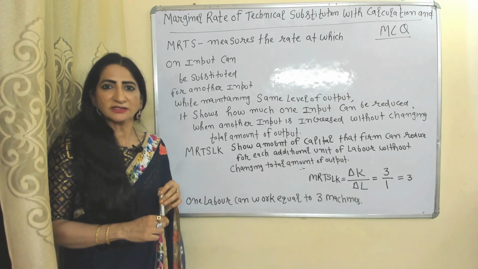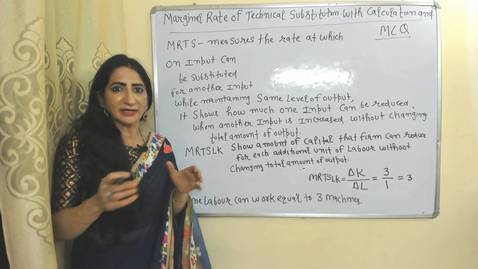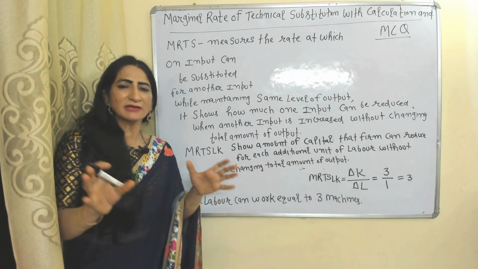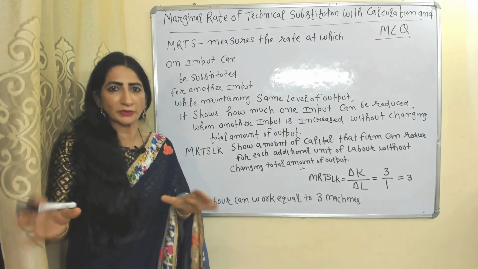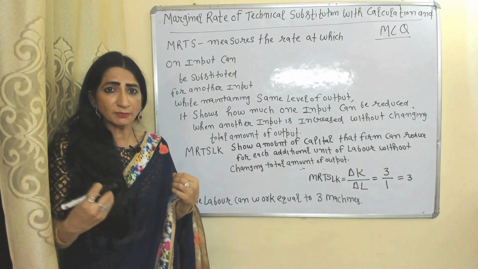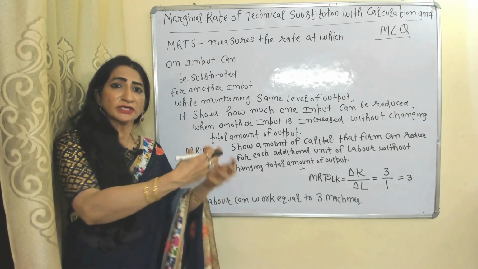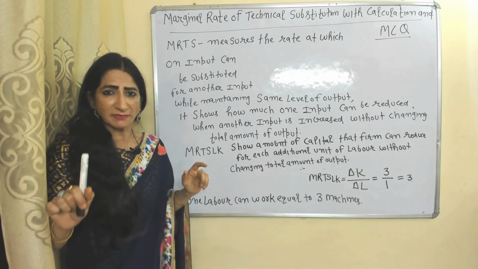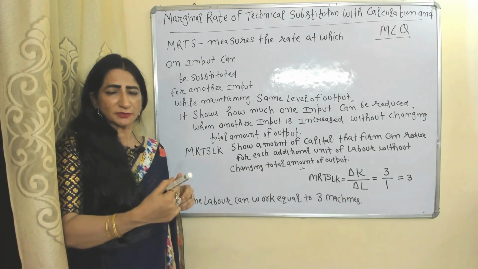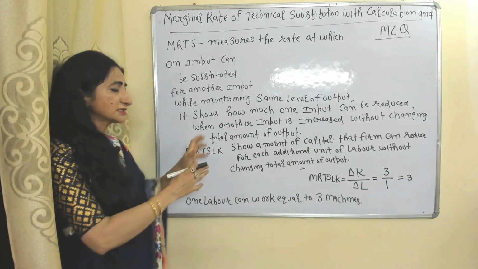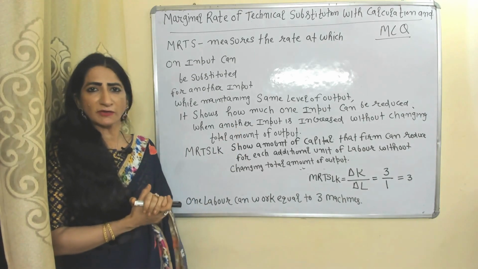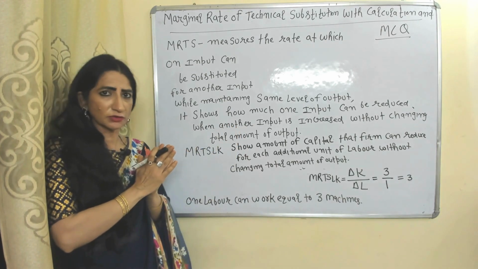Marginal rate of technical substitution measures the rate at which one input can be substituted for another while maintaining the same level of output. That means how much of one input we can reduce in order to increase the other input, but the level of output will remain the same. And marginal rate of technical substitution of labor for capital means the amount of capital that a firm reduces for each additional unit of labor without changing the total amount of output.